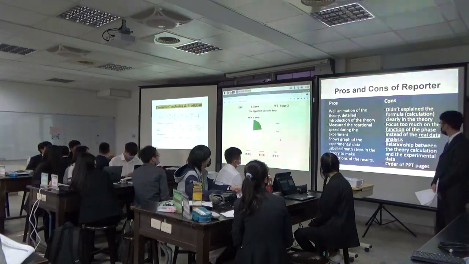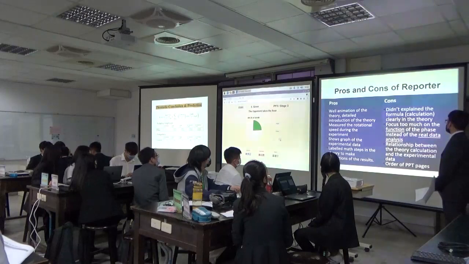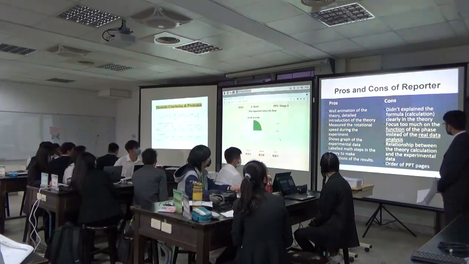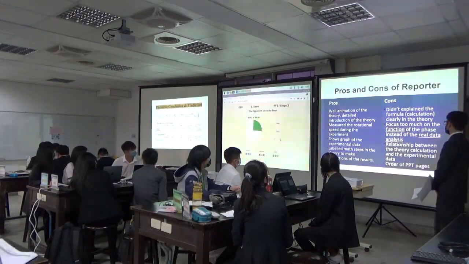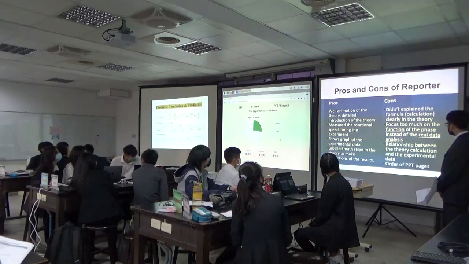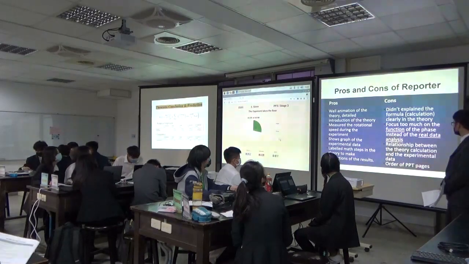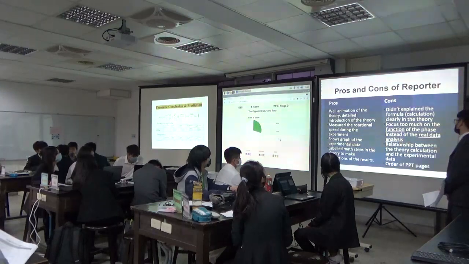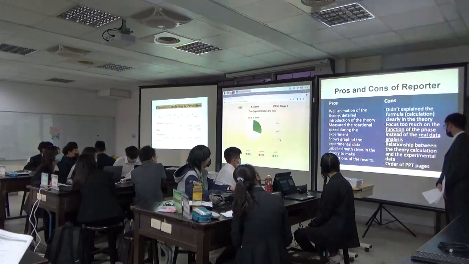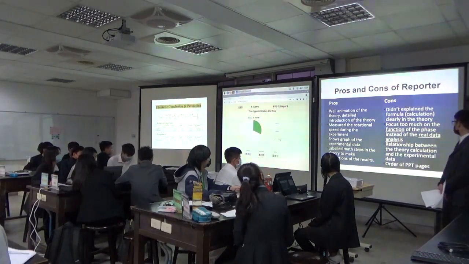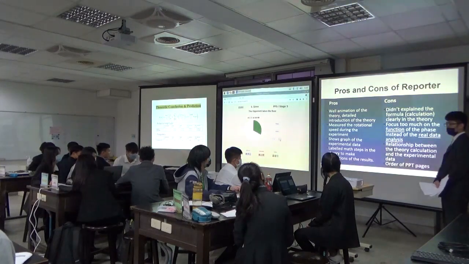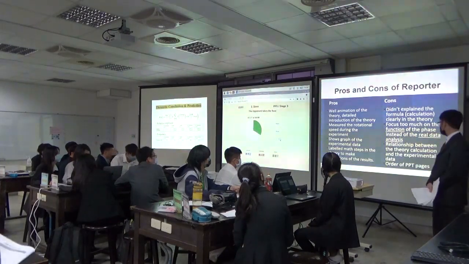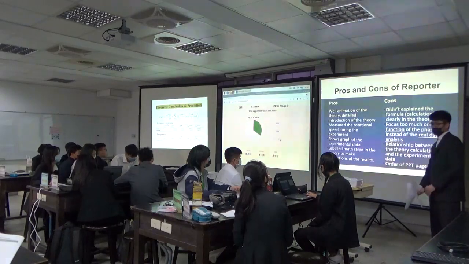Also, he shows the graph of the experimental data, and he labeled the next step in the theory to make predictions of the results. For the cons, he didn't explain the formula and the calculation clearly in the theory. Also, he focused too much on the function of the base instead of the real data analysis. Also, the relationship between the theory calculation and the experimental data, he didn't mention much. Also, the order of PPT pages should be changed.